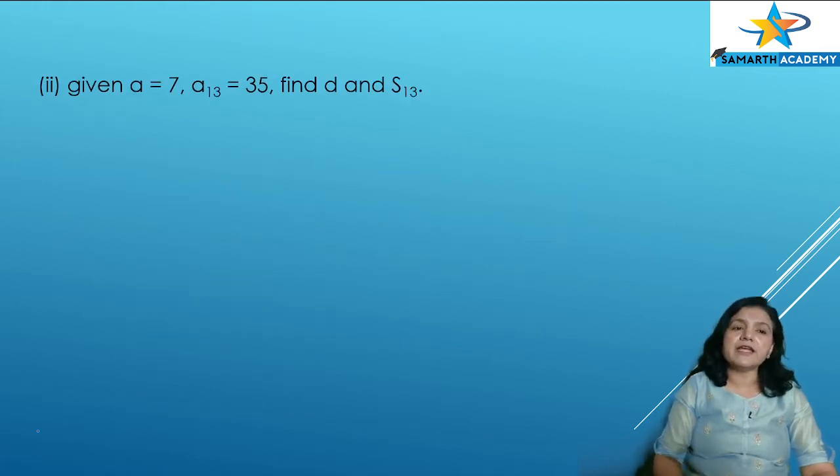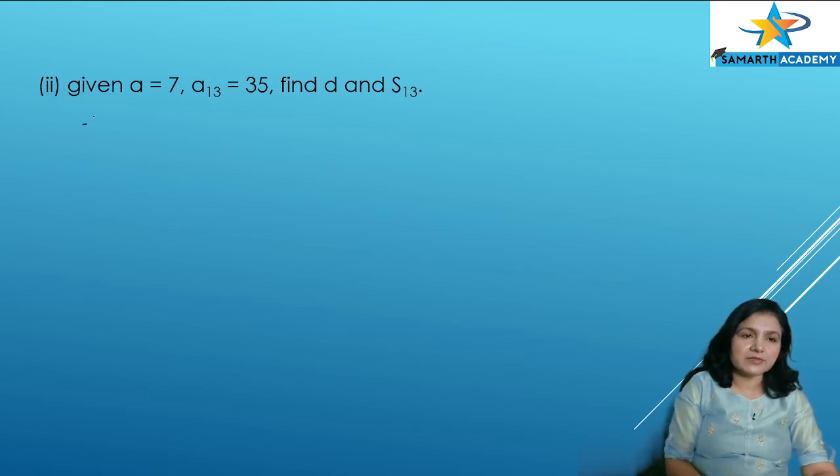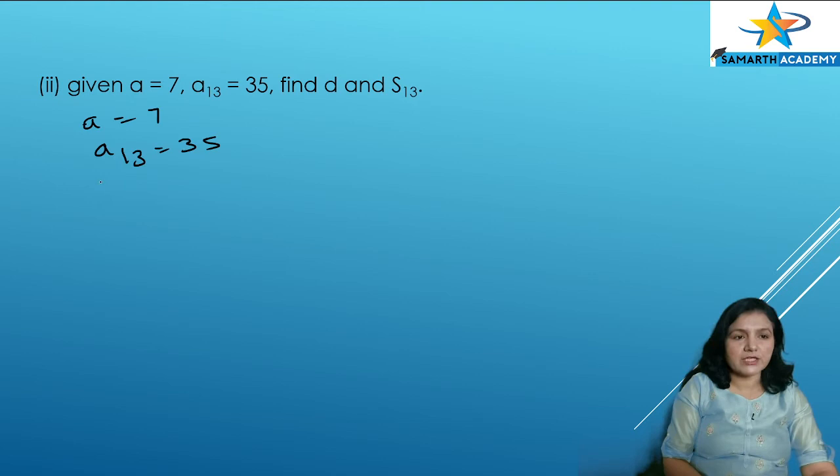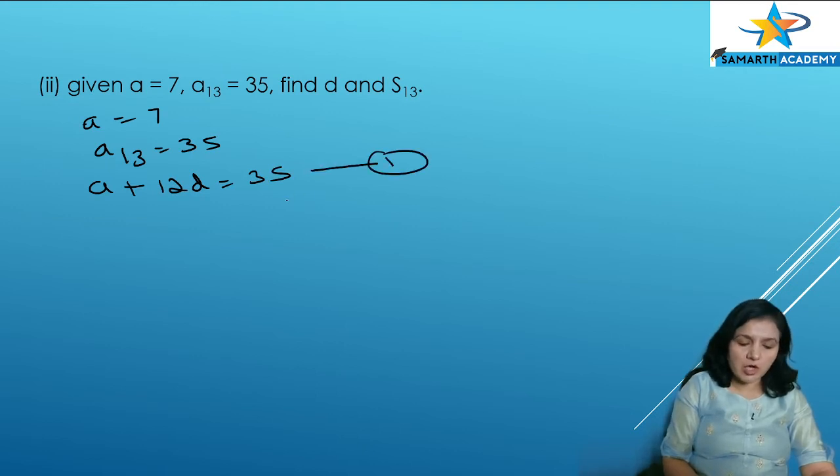Next, given a equal to 7 and 13th term is 35, he is asking for d and sum of 13 terms. So a equal to 7, a13 is equal to 35. By using the formula an is equal to a plus n minus 1 into d, this becomes a plus 12d equal to 35. Let me mark this as equation 1.